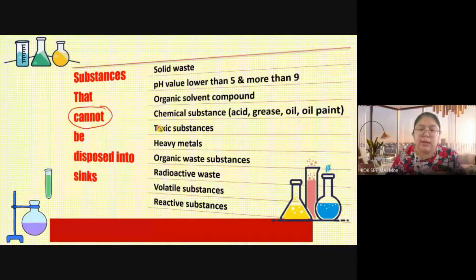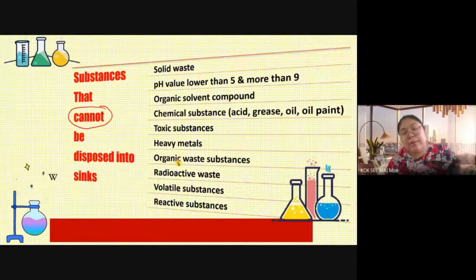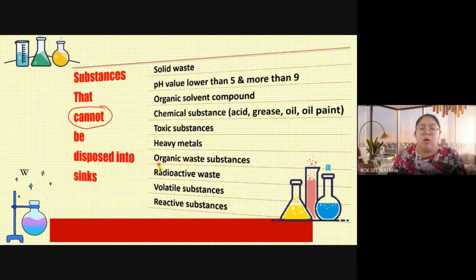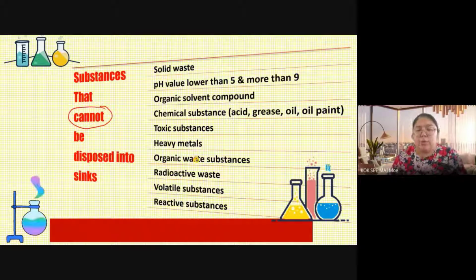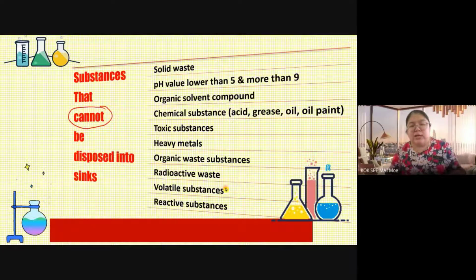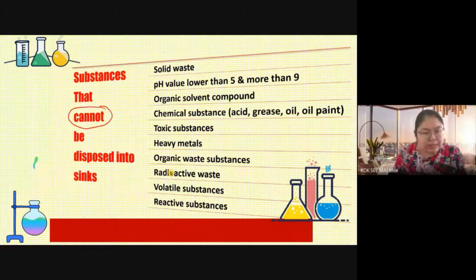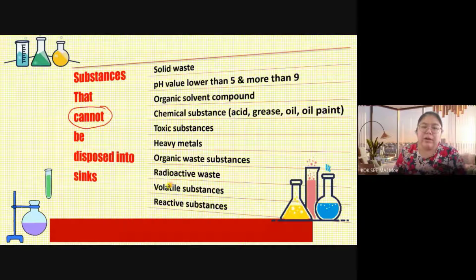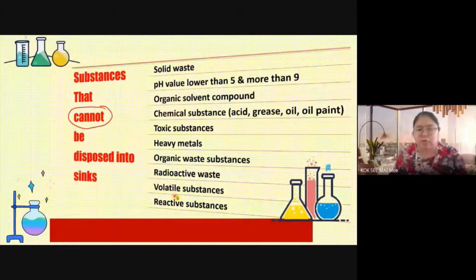Toxic. Okay, heavy metal, logam yang berat, it will block it. Organic waste substance. Examples of organic waste, what you throw in the toilet, that one cannot be thrown inside the sink. After that, we have radioactive. Radioactive means just like what the hospital is using, the medicine, that one. Radioactive, we cannot throw. That one is nuclear, we cannot throw. Reactive, there is a reaction, so we also cannot put it straight into the sink. So these are all the things we cannot dispose into the sink.